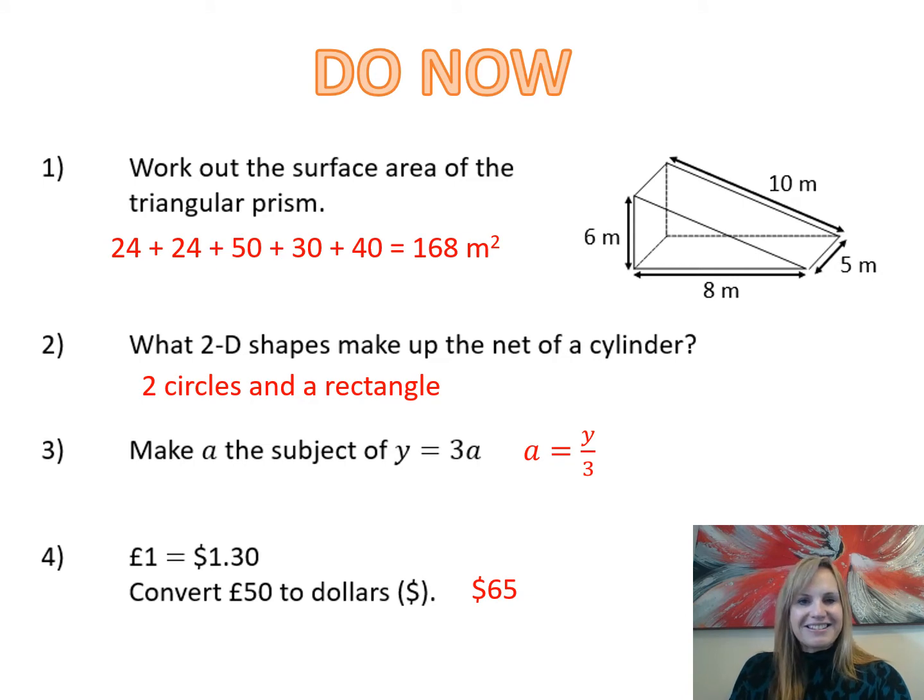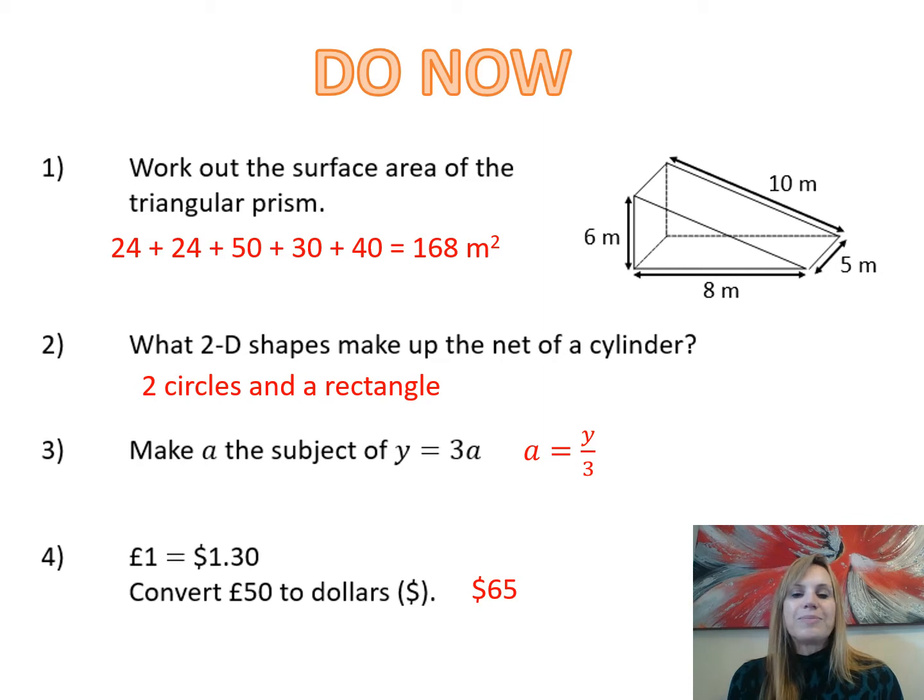Here are the answers. So number 1, the surface area of the triangular prism. You needed to find the area of each surface. So we have 2 triangles, front and back, that have an area of 24. We then have that sloping side that is 10 by 5, so that's 50. We have the left-hand side, which is 6 times 5, which is 30, and we have the base, which is 40. You then add those together, giving you a total answer of 168 meters squared.